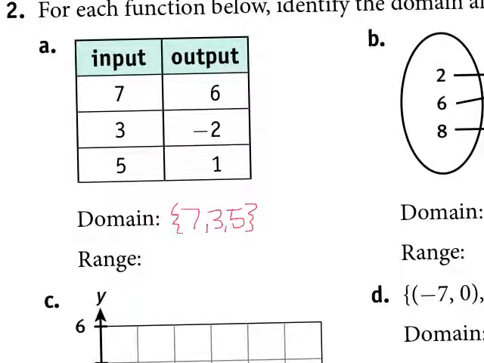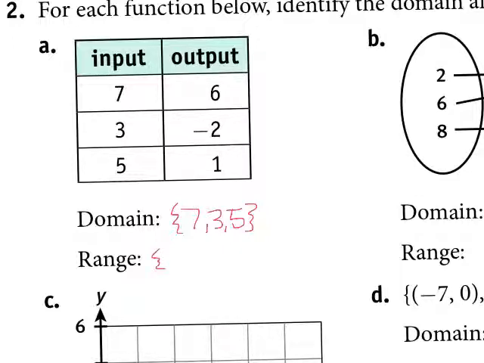Another important thing about domain and range is you never want to repeat values. So say my inputs were 7, 3, 5, and another 3. If there are multiple 3s in the input, I don't repeat them when I'm writing my domain. Okay, and then my range would be 6, -2, and 1.